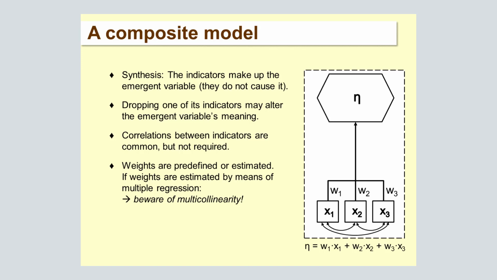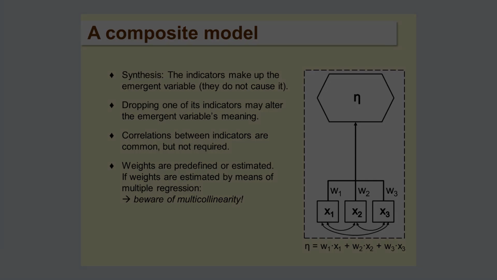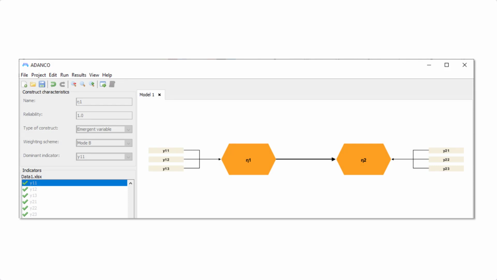If they're estimated, particularly by means of multiple regression, one should be aware that there could be multicollinearity, particularly if the sign of the weights is counter the analyst's expectations. Multicollinearity is likely to be a problem. This screenshot shows how the composite model looks in Adanco. In this case, there are two emergent variables, eta1 and eta2, both of which are specified by means of a composite model.